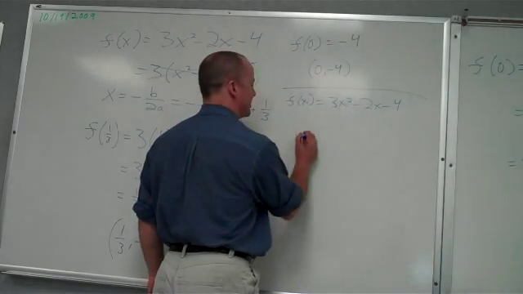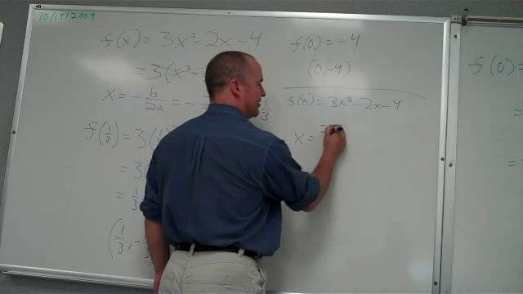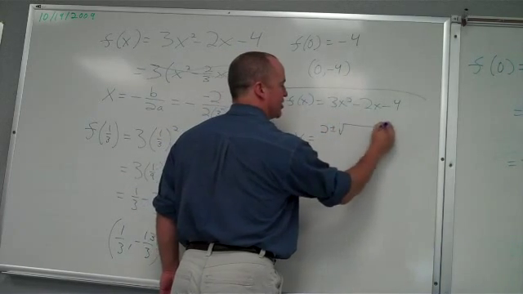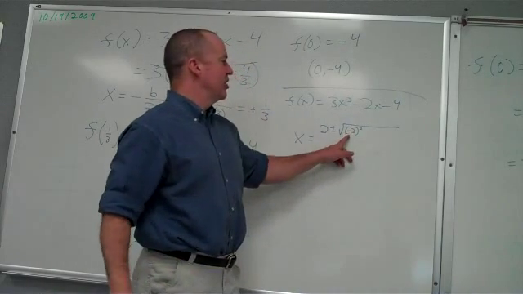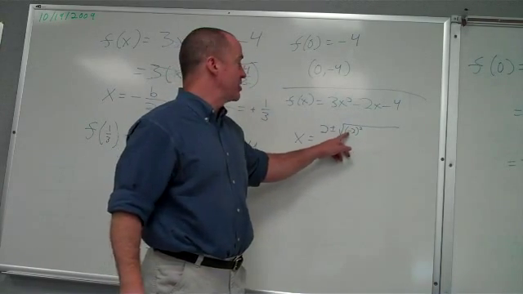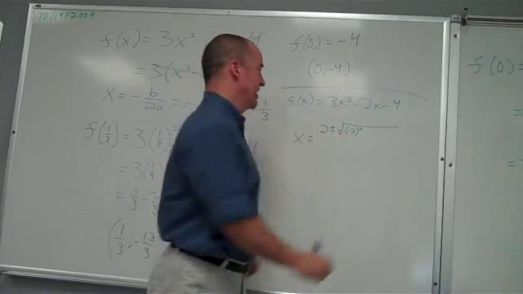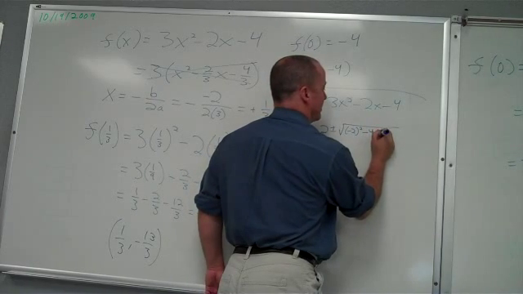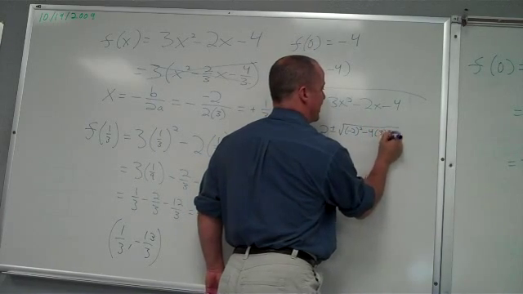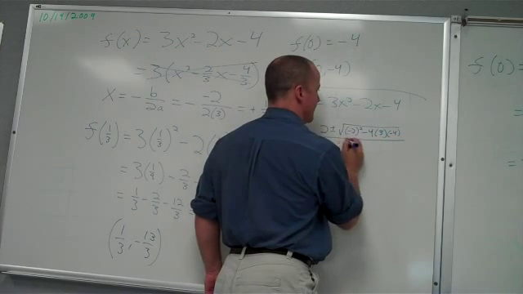This is going to have to be x equals negative b, which is positive 2, plus or minus the square root of negative 2 squared. If you put your b squared in your calculator, make sure you put any negative signs inside parentheses when you do it, or you get the wrong answer. Here, minus 4 times a, which is 3, times c, which is negative 4, over 2a.